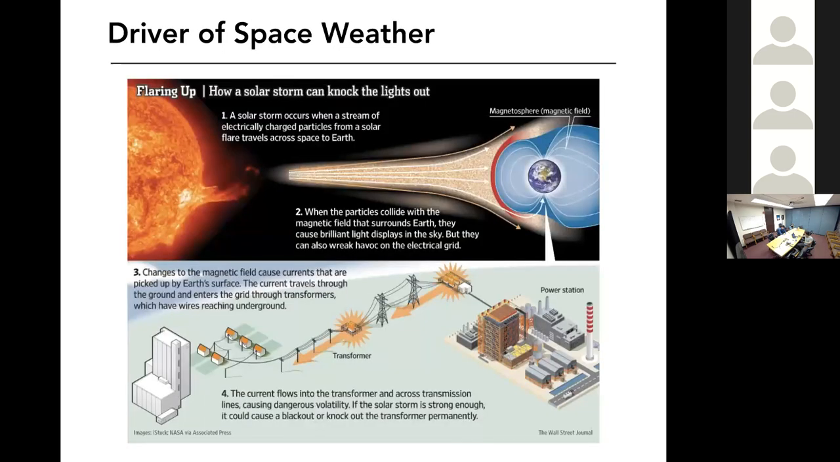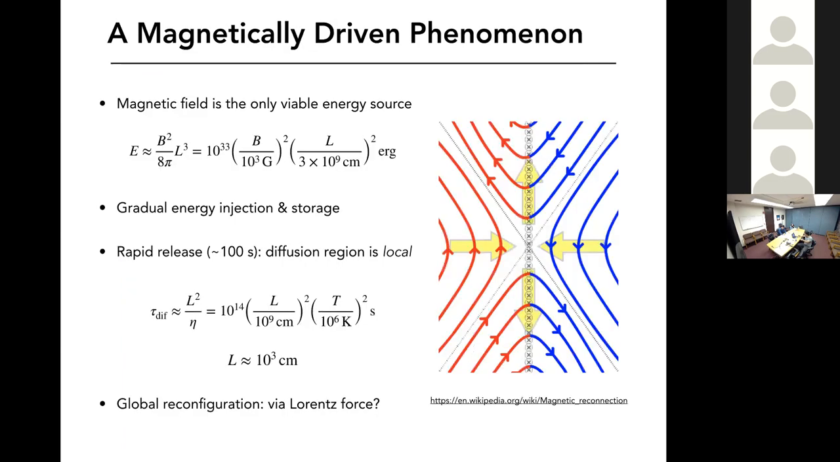The space weather has consequences, of course, but I'm just going to skip that. Okay, so what is this process? We know that it's an inherently magnetic phenomenon. It's a process of energy release from the magnetic field.